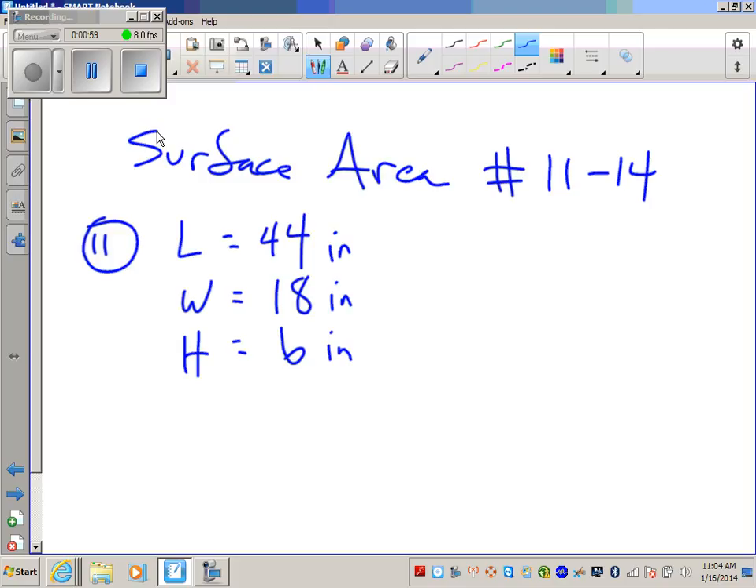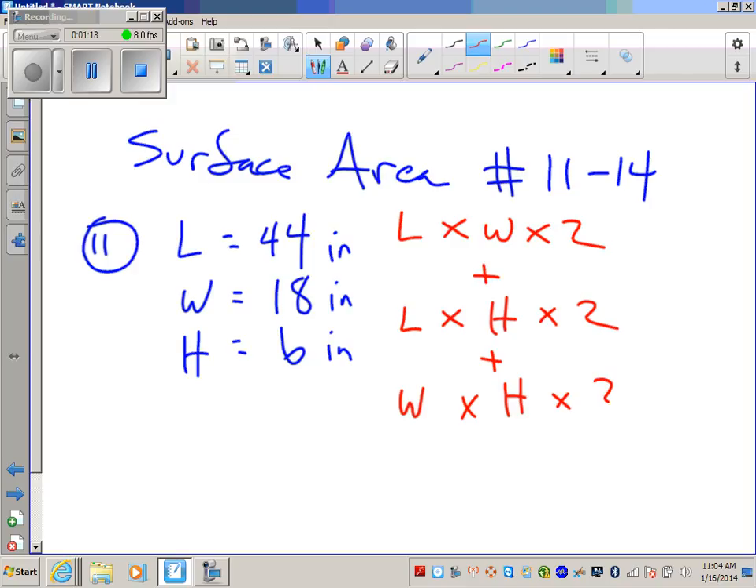Okay? Very good. So our formula was length times width times 2. We're going to add that to length times height times 2, and then we're going to add that to width times height times 2. Okay? So let's set it up at least with the numbers so that we can at least get that far. So if we're doing that, our length is 44, the width is 18, times 2. Don't do anything yet. Let's just get it set up.